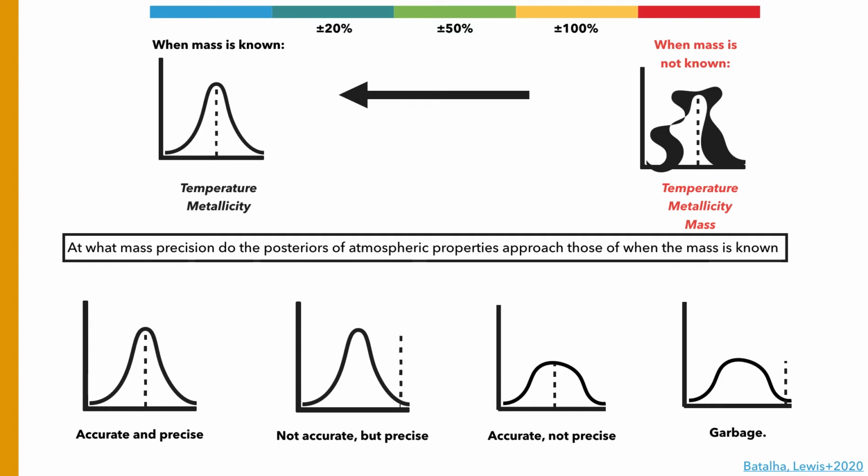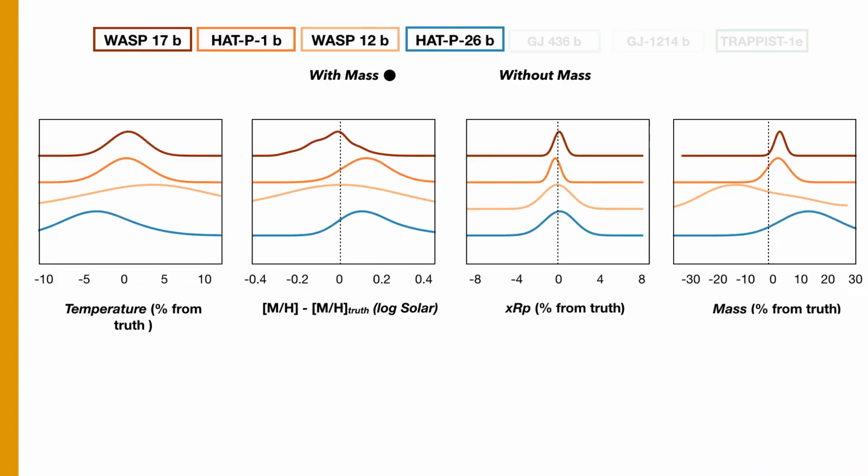And in doing so, we tracked both the accuracy and the precision of the posteriors in terms of how much they were degrading. So here are the first sets of results for the case of WASP-17b, HAT-P-1b, WASP-12b, HAT-P-26b. These are hot Jupiter, warm Neptune cases. And I've taken some artistic liberty to animate these posteriors.